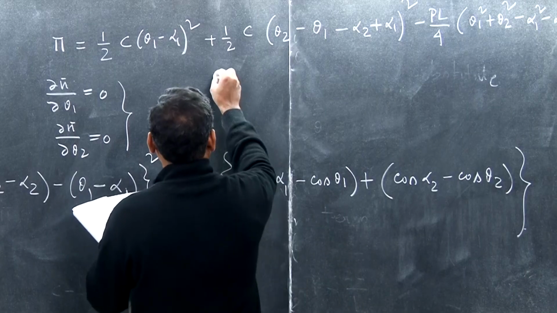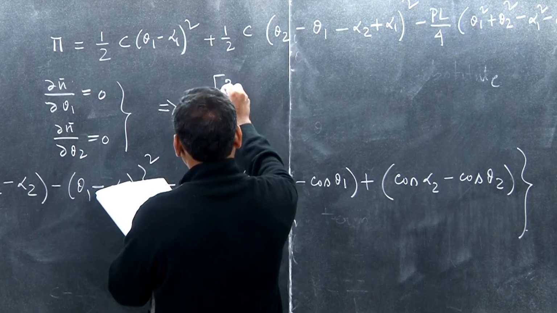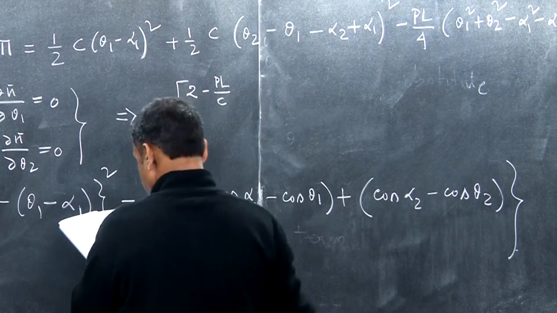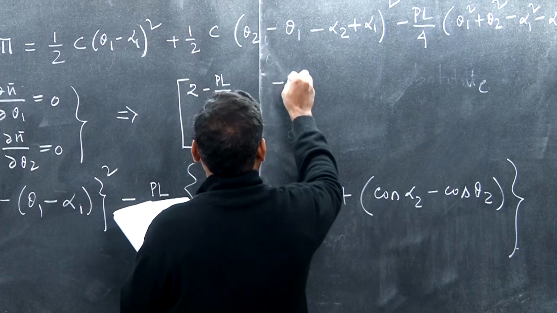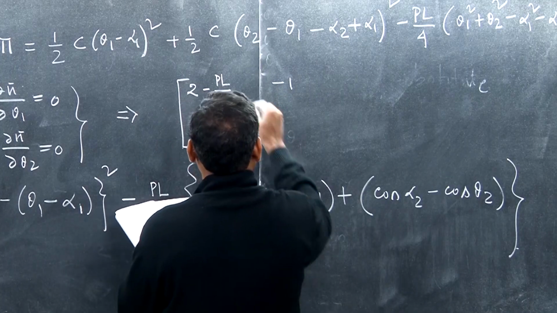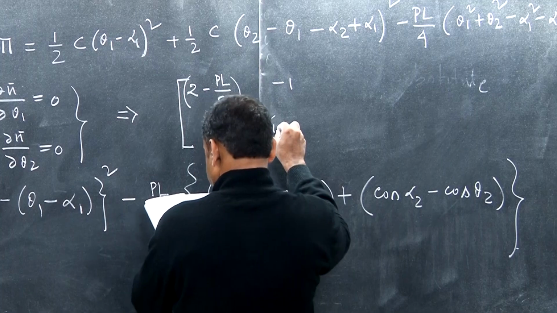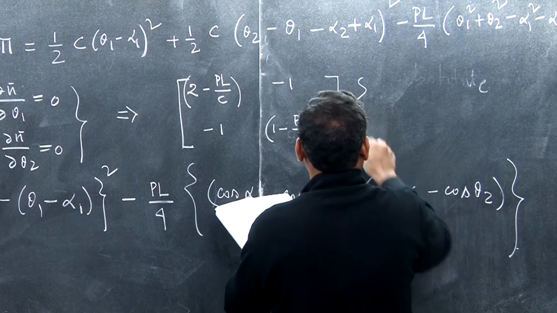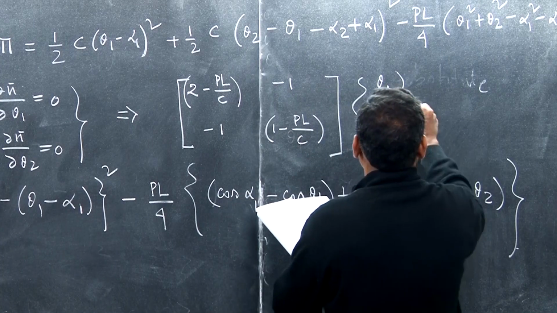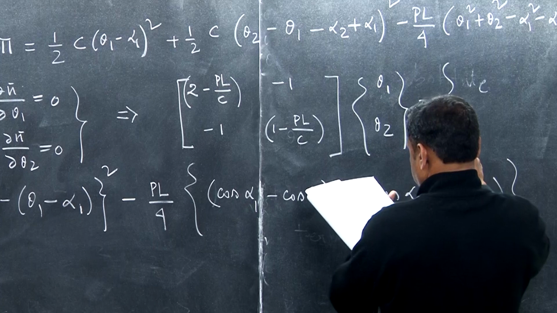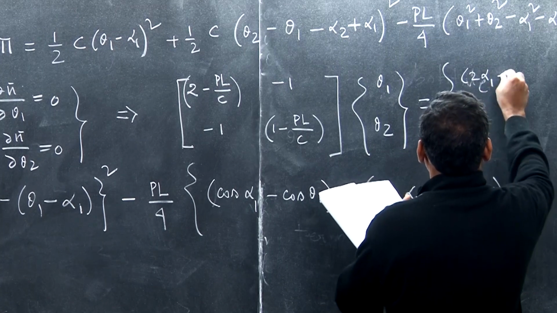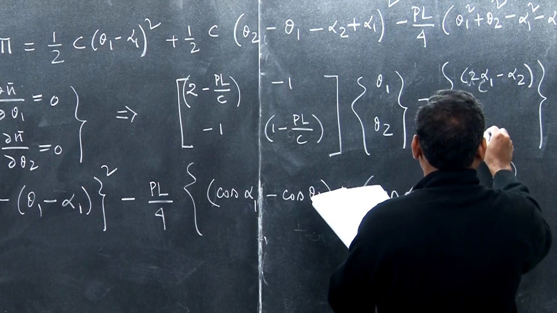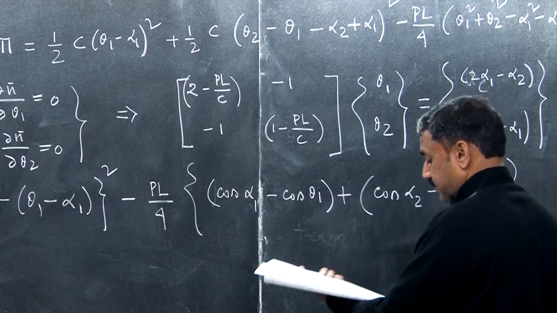You will see that you will get this kind of thing, 2 minus PL by C, I mean, another form we are writing, 1 minus PL by C, theta 1, theta 2, equal to 2 alpha 1 minus alpha 2 minus alpha 1, okay.